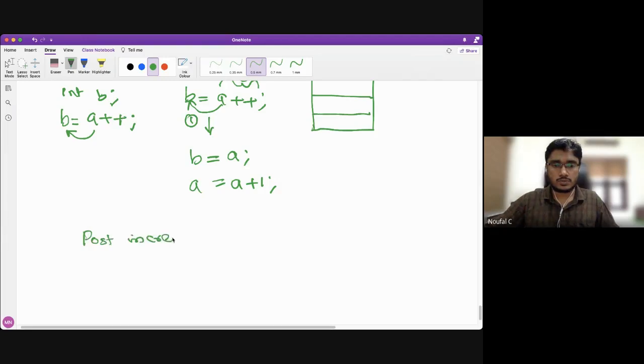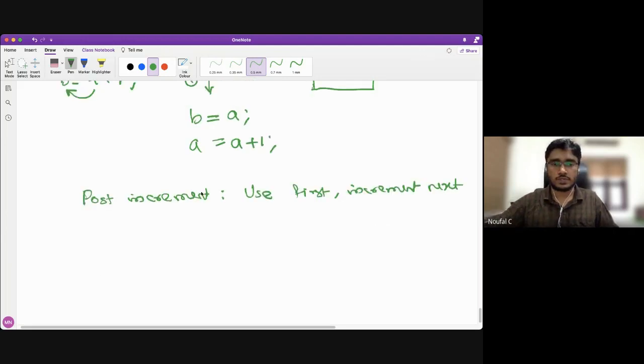Post increment, post increment: use the variable first, assign, increment next. Use first, increment next, or increment second. I'm writing this in my own words. So use first and increment next.